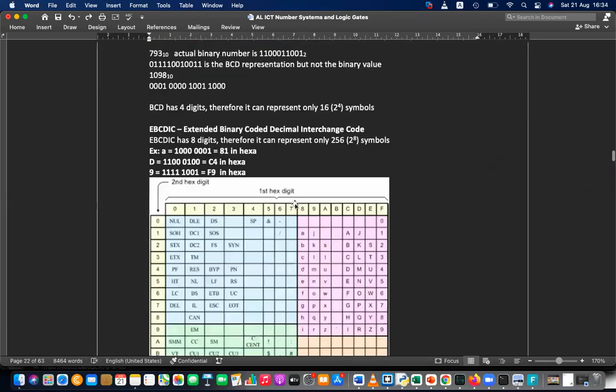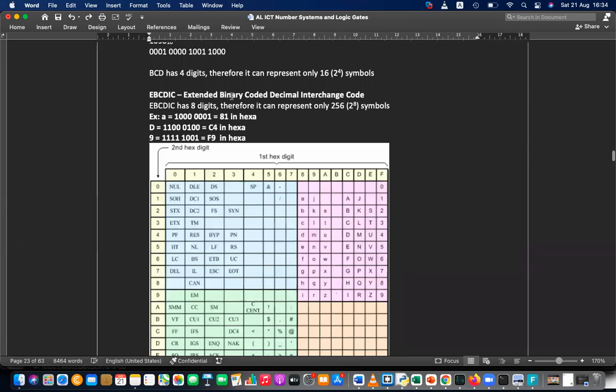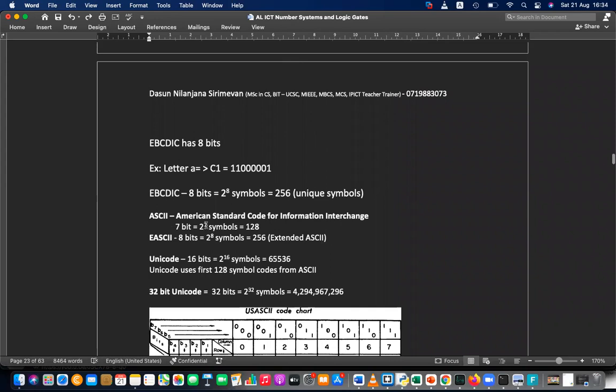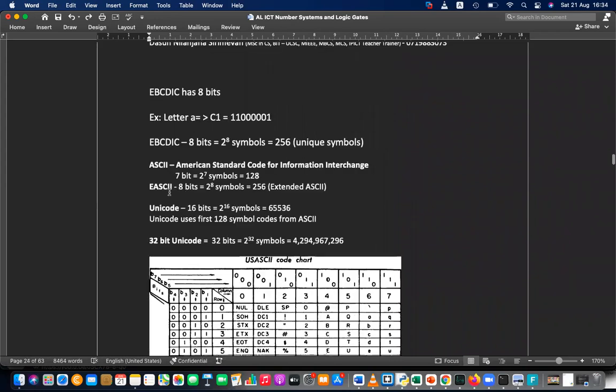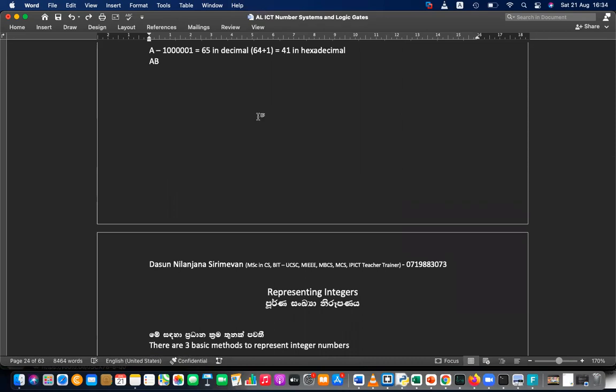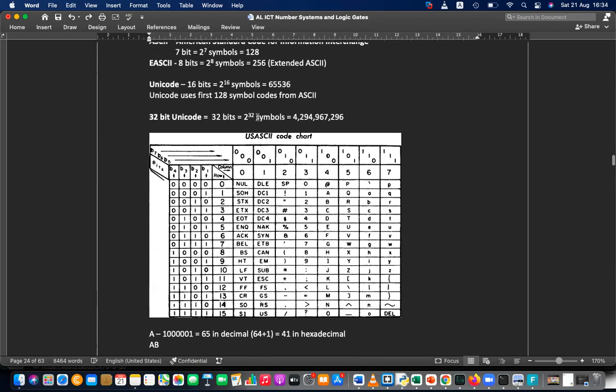BCD is 4 bits, MCD 8 bits, ASCII 7 bits, extended ASCII 8 bits. Did we discuss this or didn't we? Yes. Then 16 bits for Unicode, right?